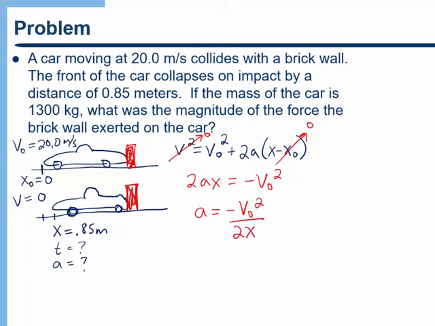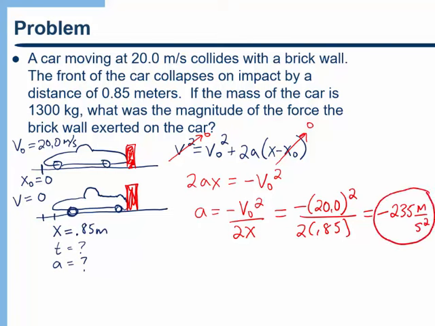Notice, by the way, we're expecting the acceleration to be negative because the car is moving to the right and slowing down. Let's go ahead and figure out what that acceleration is. Well, it's negative 20 squared divided by 2 times 0.85. And when you calculate that, you should get an acceleration of negative 235 meters per second squared. Okay, we now know the acceleration.